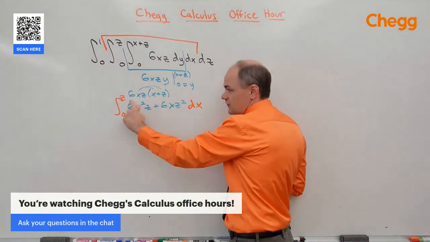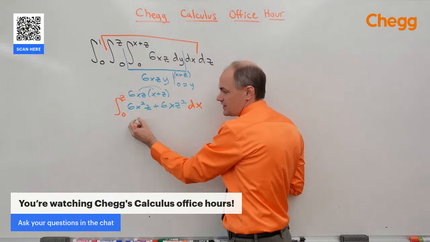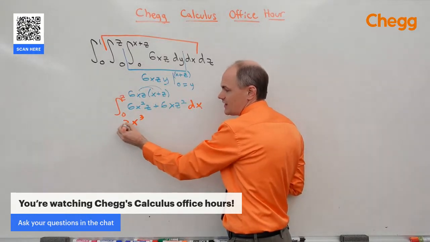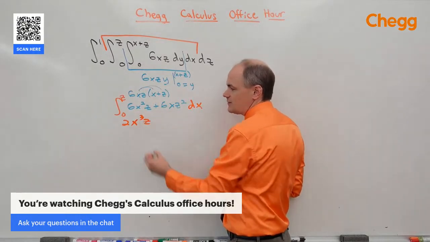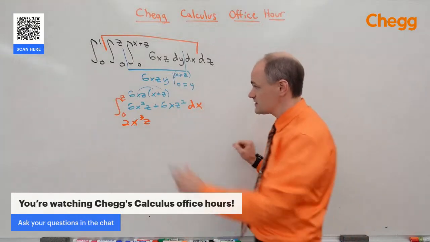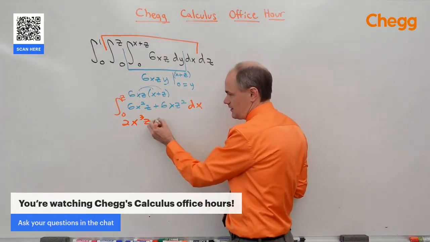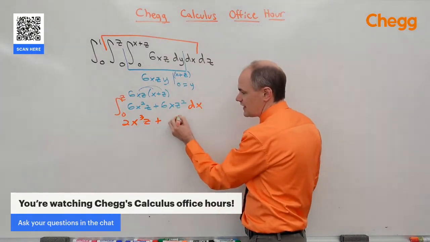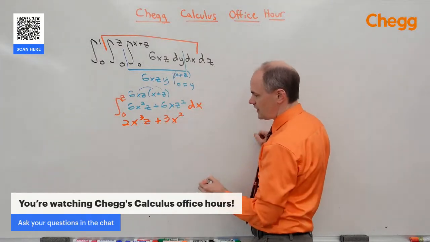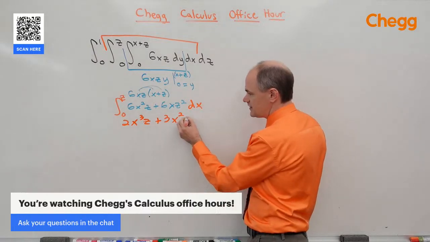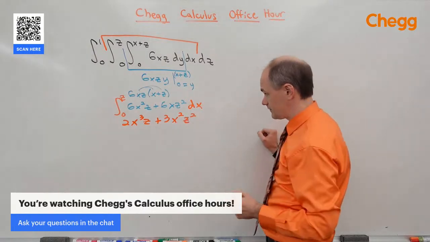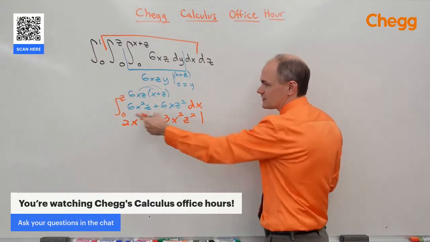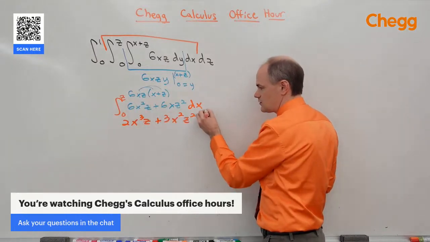So when I look at this first term, x is my variable, I'm going to increase that exponent by 1 and divide by the new exponent, keeping the z constant there. 6 divided by 3 is 2. Plus, x is my variable. I'm going to increase that exponent by 1 and divide by the new exponent, 3x squared times z squared. And then we're going to integrate this from 0 to z.